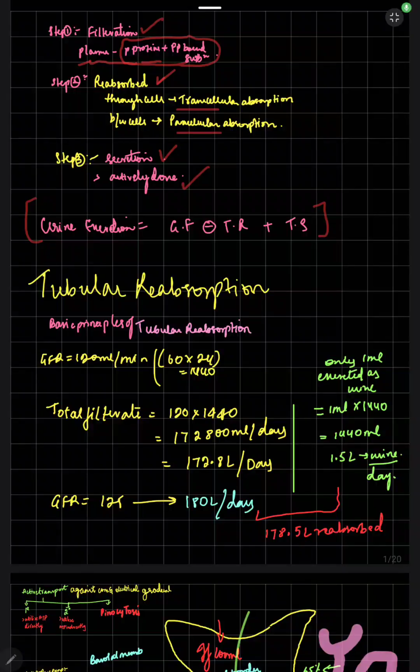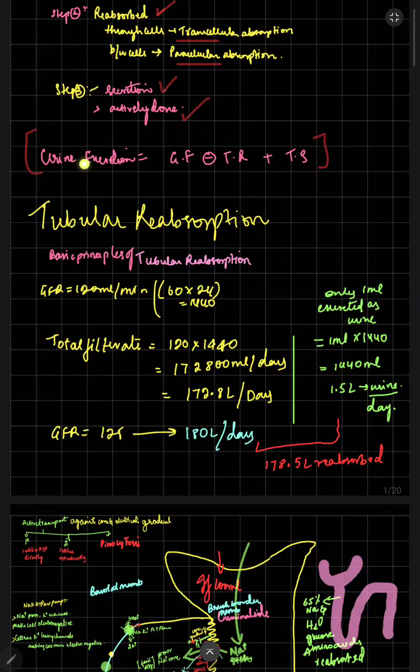Alright, so in this video we will be discussing renal tubular processing. So the first step is filtration, in which plasma is filtered and plasma proteins and plasma bound substances remain back there. So the filtrate is basically plasma minus plasma protein plus plasma bound substances, and there is reabsorption through cells, which is known as transcellular absorption. If it is between the cells, then it is paracellular absorption. Then the steps include secretion, which is actively done.